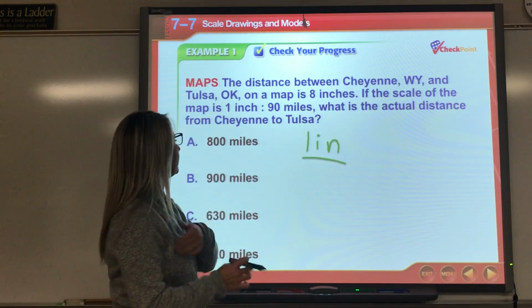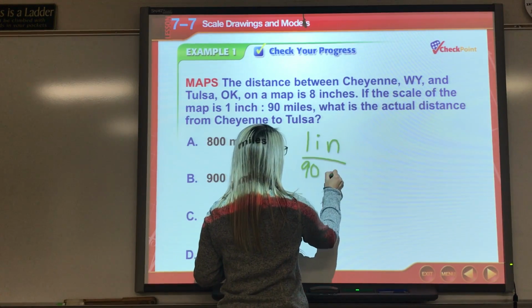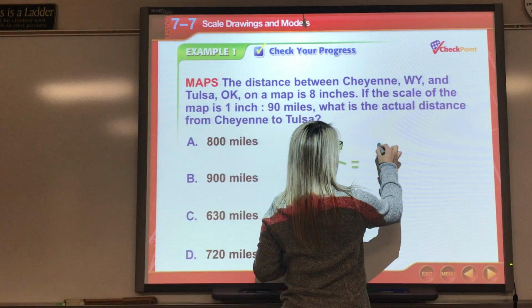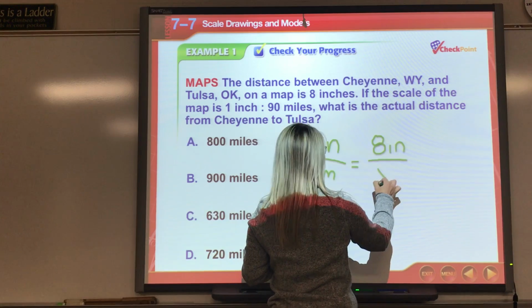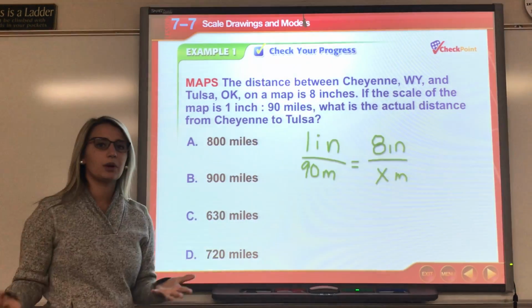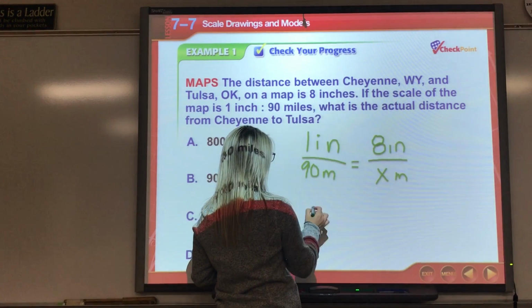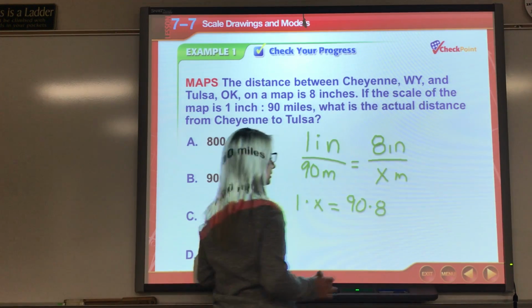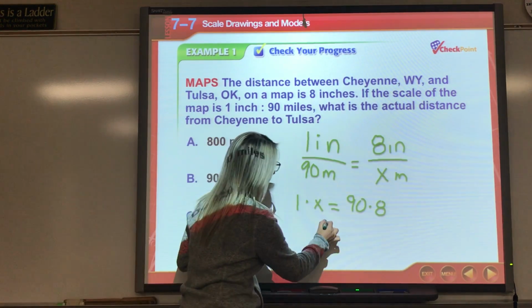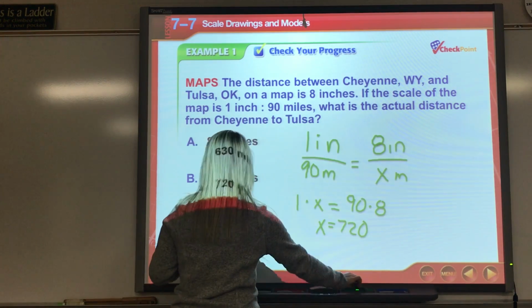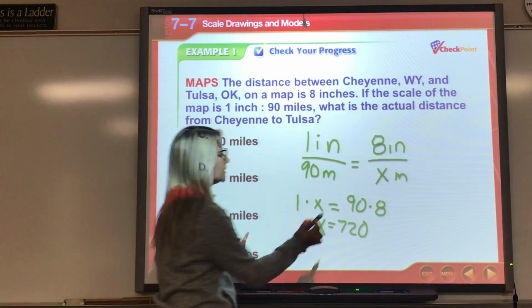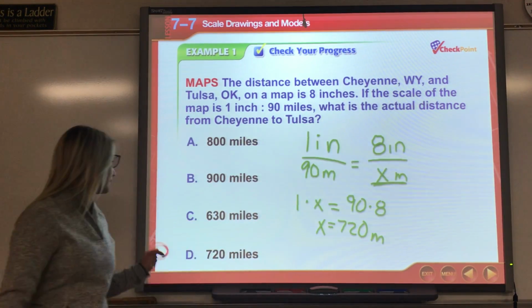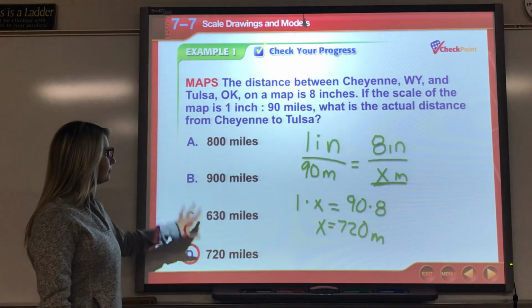So 1 inch over 90 miles equals, we're given 8 inches on the map, so we say 8 inches over x miles. Here's where we apply the cross product, so we get 1 times x equals 90 times 8. Go ahead and solve this out. We're going to get x equals 720. And 720 what? Are we talking about inches? Are we talking about miles? We wanted x amount of miles, so I'm going to say 720 miles. So you guys at home should be getting D.